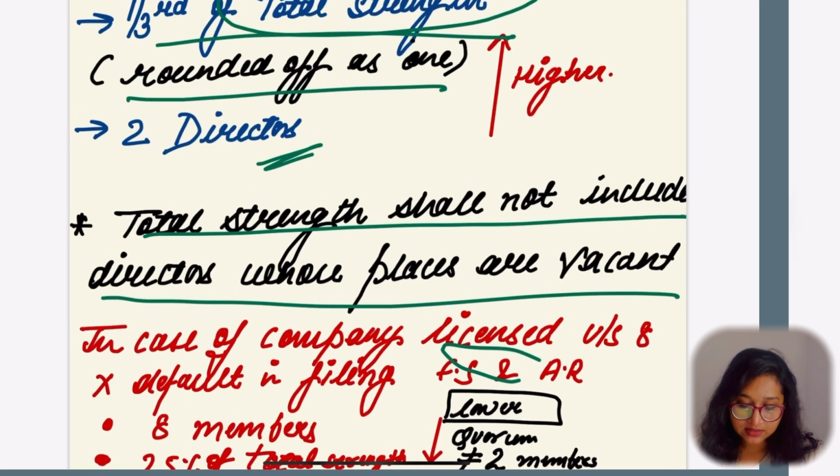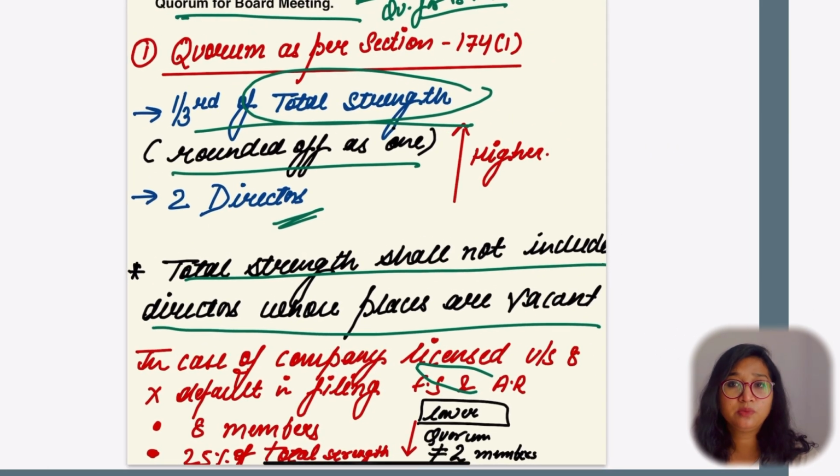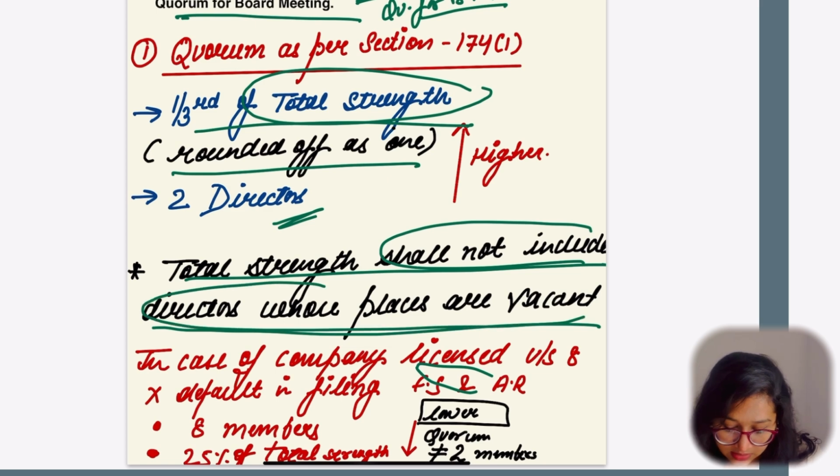Let's go for it again. This was the case of a normal board meeting. The quorum of board meeting should be either 1/3 of total strength, where total strength is not going to include the directors whose places are vacant, or a minimum of 2 directors, whichever is higher among them. That is what we are going to take as the quorum of board meeting.